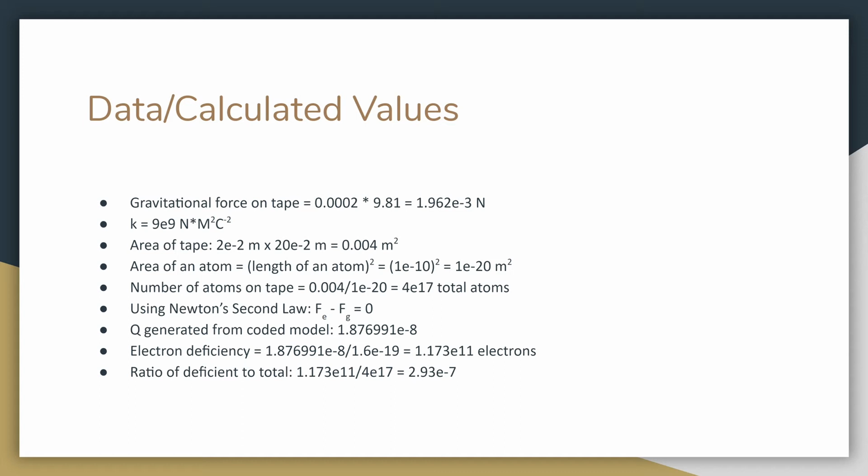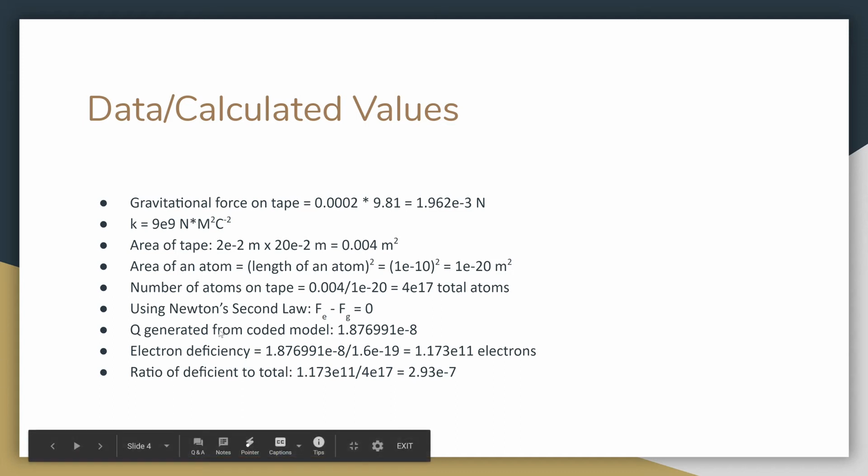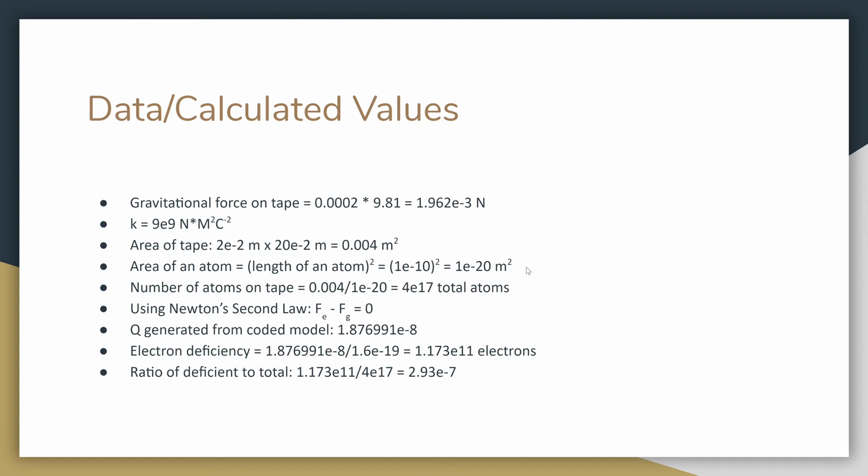The area of an atom is going to be the length of an atom squared, which is going to be 1 times 10 to the negative 20th power meters squared. And then for the number of atoms on one tape, we're going to divide the area of a tape by the area of an atom, and that's going to give us 4 times 10 to the 17th power total atoms.